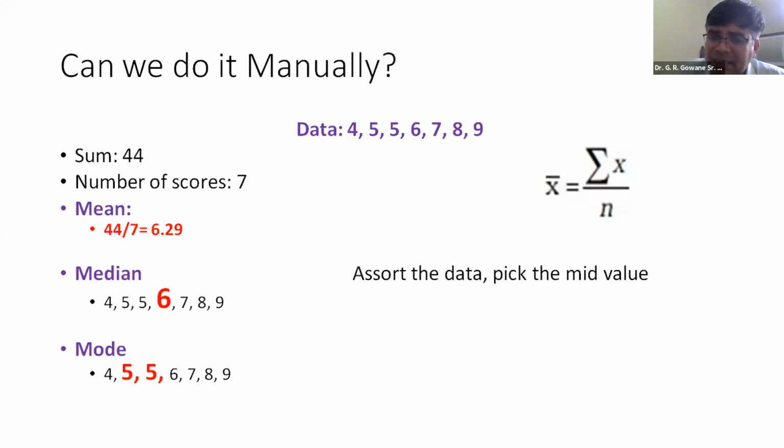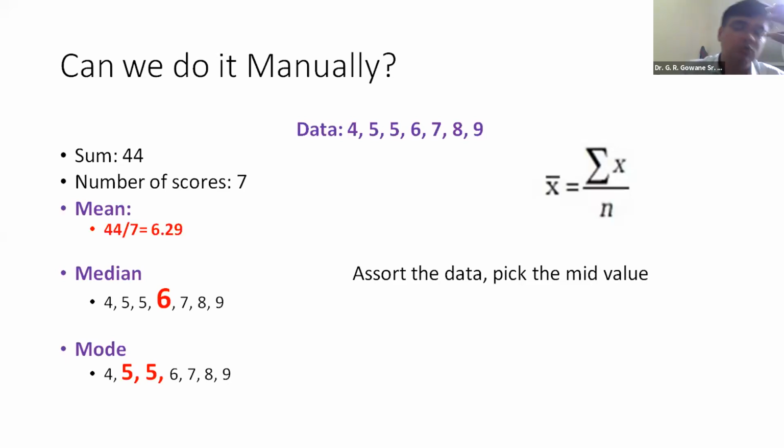What is the median for this data? First of all, you need to sort the data in ascending or descending order, followed by choosing the mid value. In this particular data, 6 is the data point which is placed at the median. So that is why 6 is the median for this data. Then what is mode? Mode is the most frequently occurring data point in your data set. In this data set, 5 is repeated twice, and that is why we consider 5 as the mode.